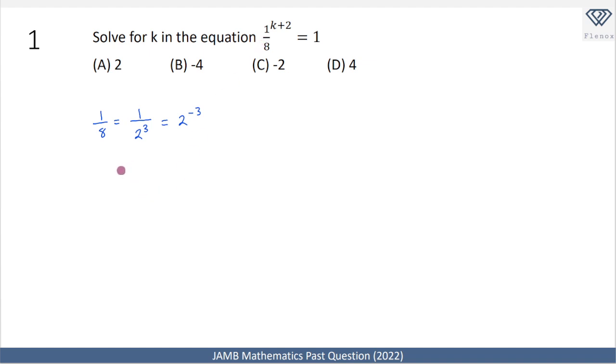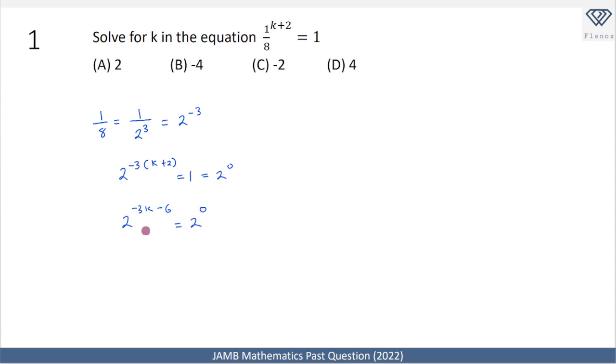So we can write the original equation as 2 to the power of minus 3 into bracket k plus 2 is equals to 1. Now also, if you recall from our law of indices, we know that anything raised to the power of 0 is 1. So we can also write 1 as 2 to the power of 0 because 2 to the power of 0 is 1. So this becomes 2 to the power of, and when we expand over here, we have minus 3 times k, which is minus 3k, and we have minus 3 times 2, which will give me minus 6, is equals to 2 to the power of 0.